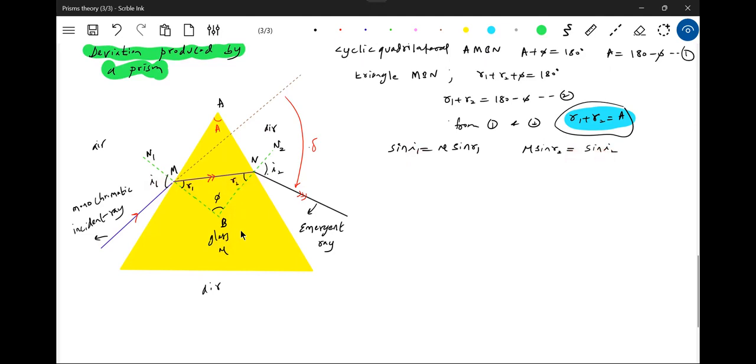What we have to calculate is the net deviation delta, the net deviation suffered by the ray. The net deviation should be equal to the deviation at M plus the deviation at N. At M, the ray wanted to traverse this particular path, but it got deviated. So I1 minus R1 should be the deviation.